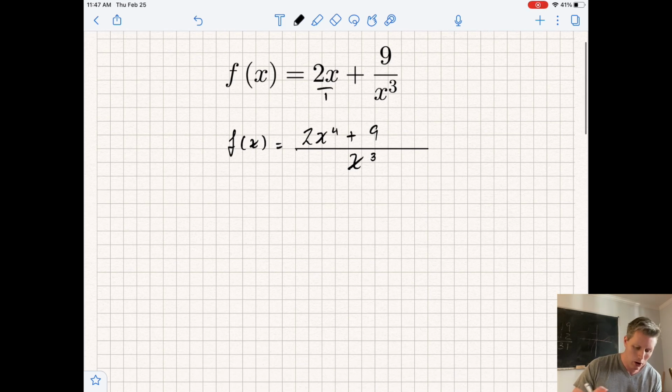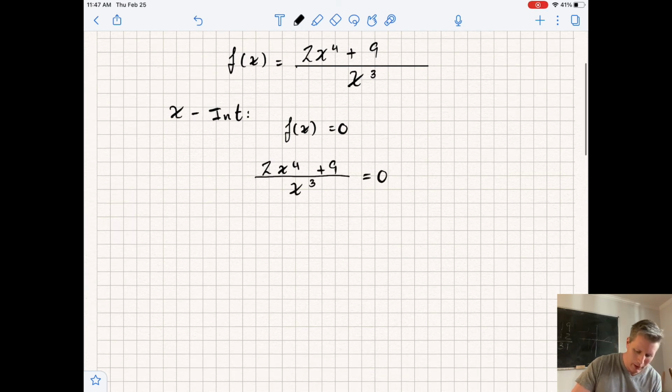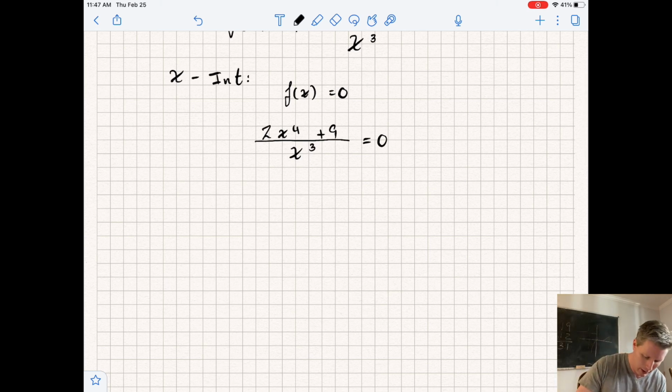All right, so now I'm going to look for my x-intercepts, if I have any x-intercepts. So I'm going to let f of x equal 0, and I'm going to solve it. So 2x to the 4 plus 9 all over x cubed is equal to 0. Well, that means my numerator will be equal to 0. And so I have that 2x to the 4 plus 9 is equal to 0.